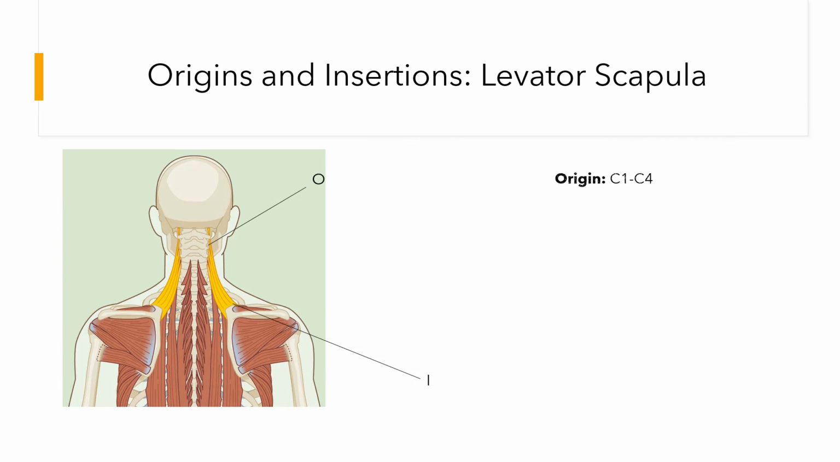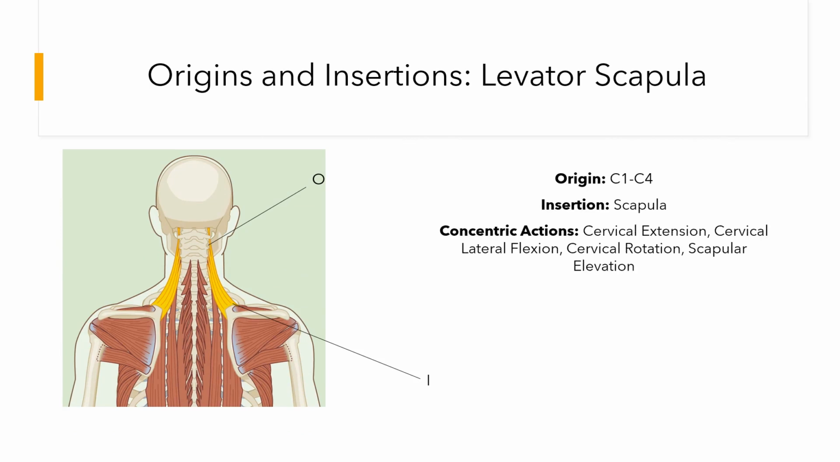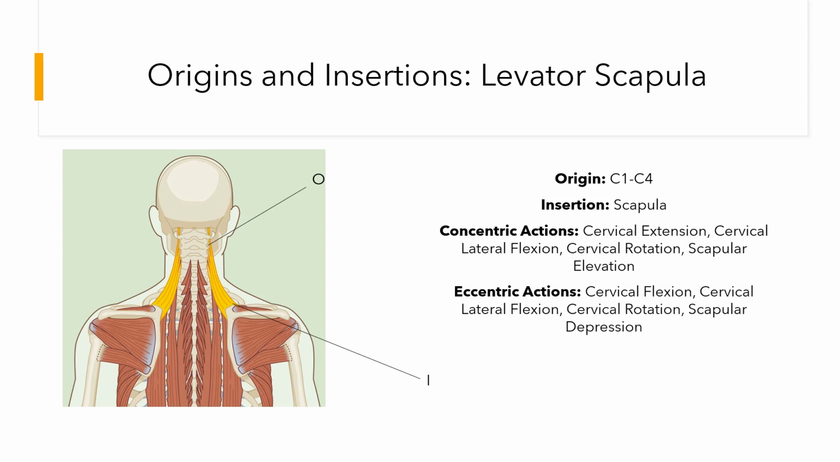So following on, the levator scapula is the main muscle that elevates the scapula, and the upper trap will help it. You're going to get a C1 to C4 origin, with insertion at the scapula. You're going to get cervical extension, cervical lateral flexion, cervical rotation, and scapular elevation from this muscle in a concentric motion. Then you're going to get the opposite of that in the eccentric.